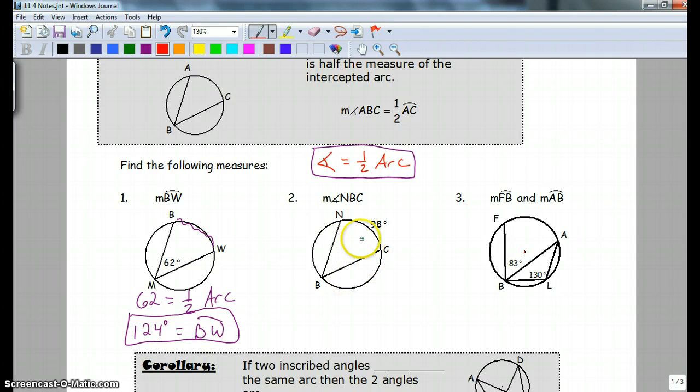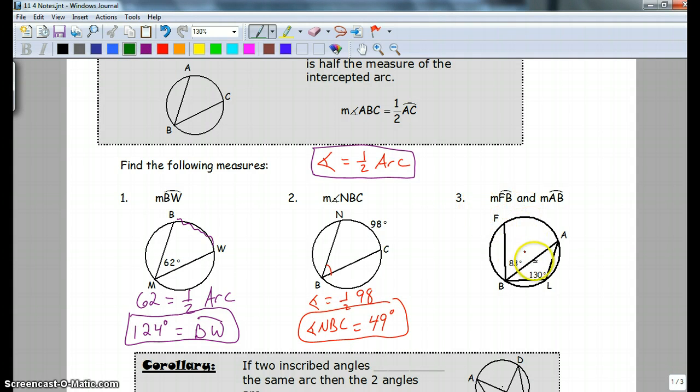All right, let's go to number 2. Here they want us to find the measure of angle NBC, this guy. So the angle is 1/2 the measure of the arc. In this case, it's 98. So 1/2 of 98, angle NBC is 49 degrees.